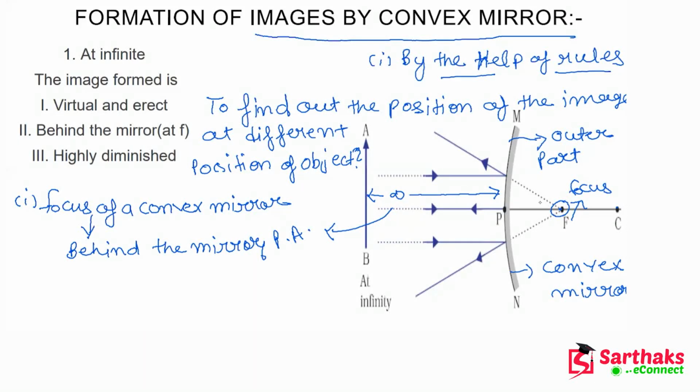Okay. So now, let's talk about the nature of the image. The nature of the image is that because rays are not actually meeting here. At this point, you can observe that rays are not actually meeting. They are appearing to be meeting. That's why the nature of the image is virtual. It is a virtual image. You cannot obtain it on a screen. That's why it is virtual.